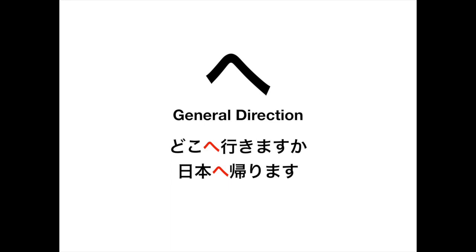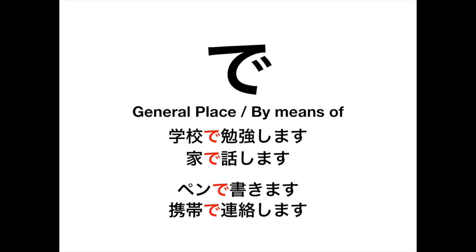Okay, moving on. This one is で, which is a general place or by means of. Okay, so the first sentence is 学校で勉強します. So school at I study. So I study at school. Okay, and then the next one is 家で話します, which is house at I talk, or I talk at home.